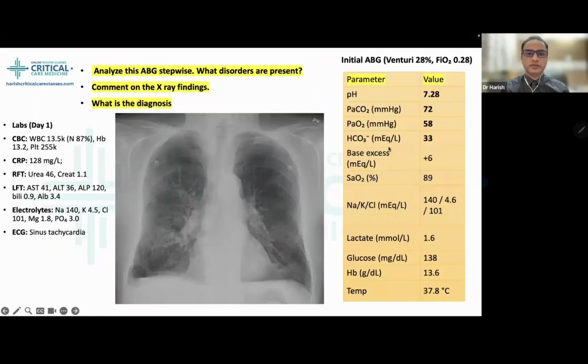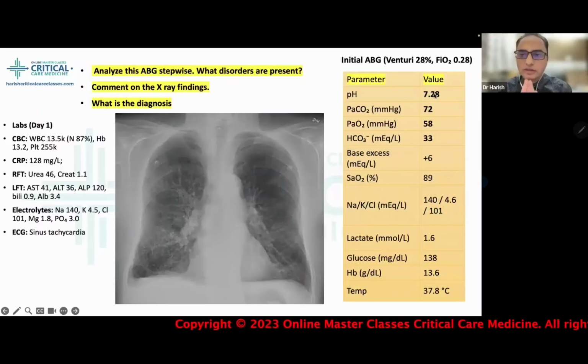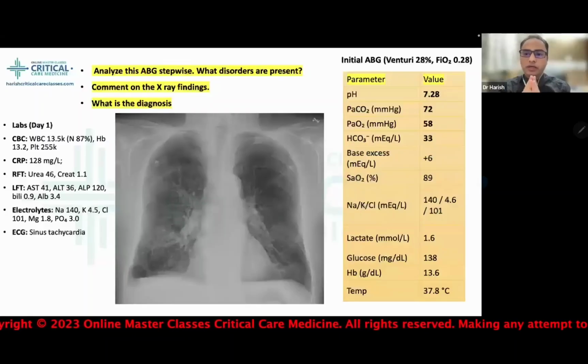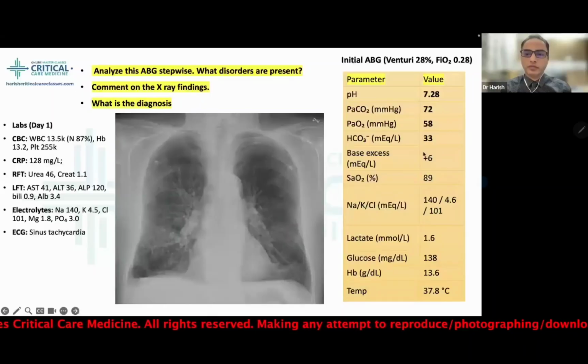Analyze this ABG. What disorder is it based on the ABG? Comment on the chest X-ray. What is the diagnosis at this level? If you see the ABG, his pH is 7.28, on an FiO2 of 28% on Venturi mask. PCO2 is significantly high, 72, PaO2 is 58, bicarb 33. Other parameters like lactate, sugar, hemoglobin on the ABG look normal.